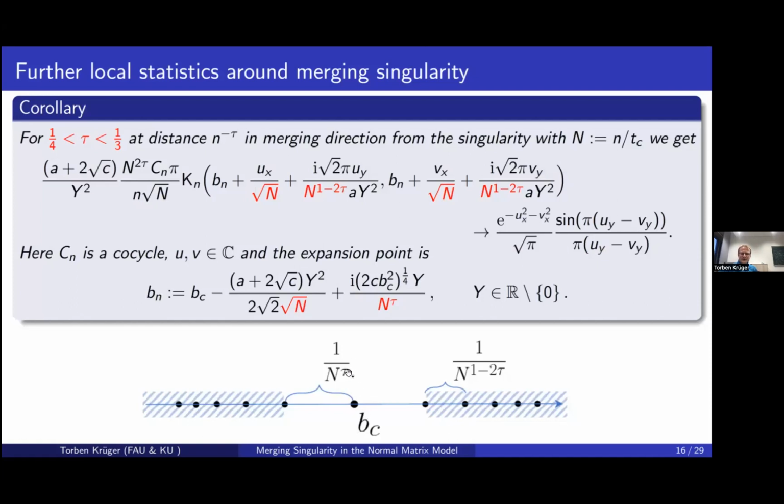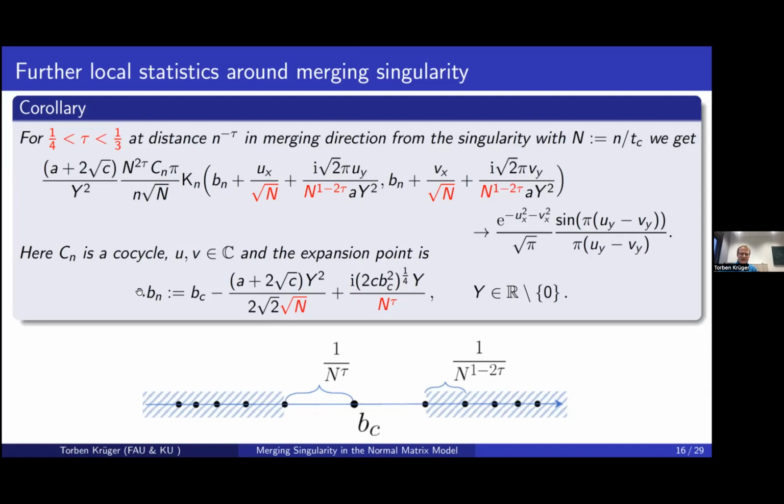And now you can also be a distance 1/n^τ away from the critical point, where τ is between 1/3 and 1/4. So remember, 1/4 is the spacing scale of the density. So now we're in between these two. And in the x direction, I'm still taking the 1/√n scaling. But in the y direction, I'm fixing a point somewhere at this distance from the critical point. But then at that point, I'm also asking a question about the spacing scale. And the typical spacing scale around such a point will be 1/n^(1−2τ). So there's another scaling here.